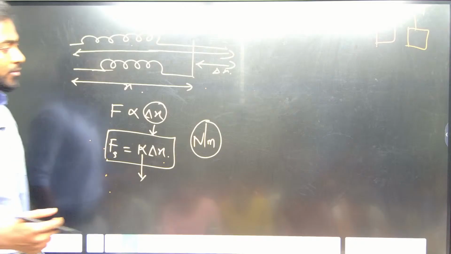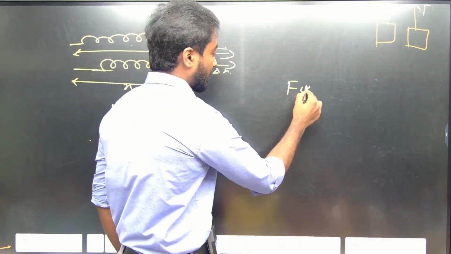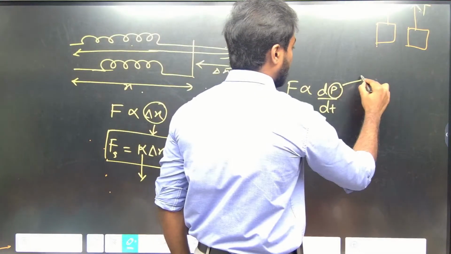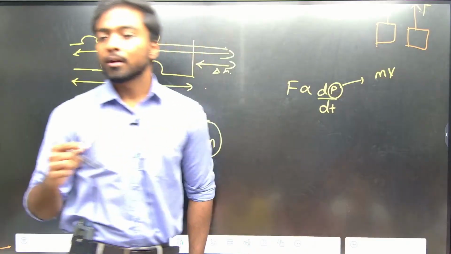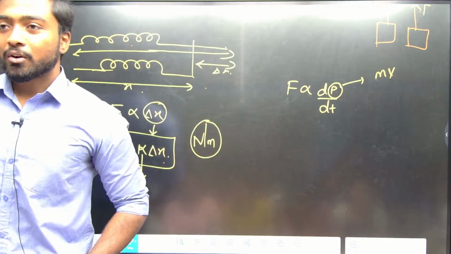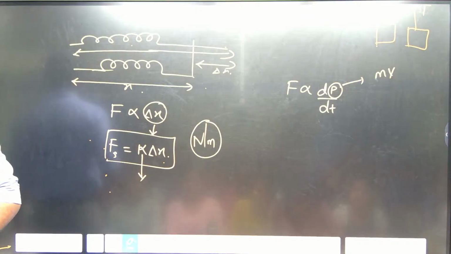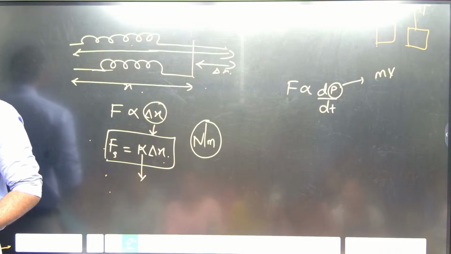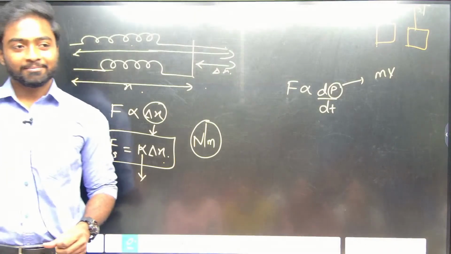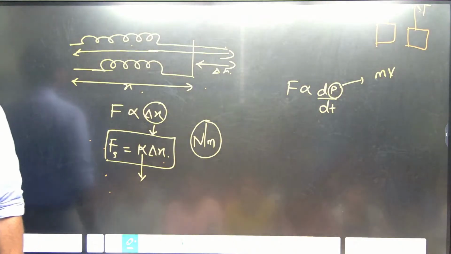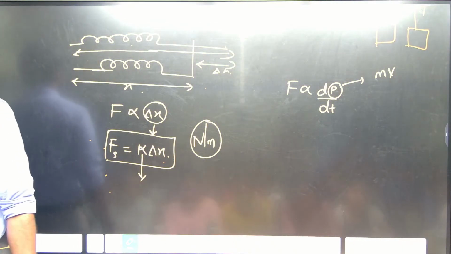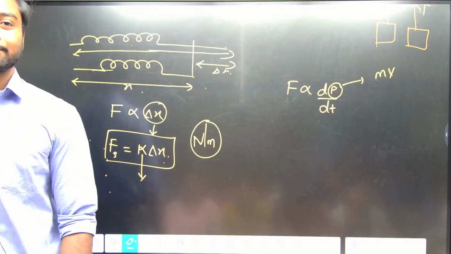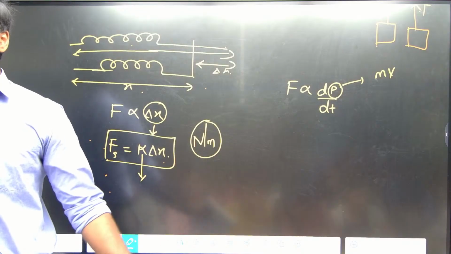Okay, listen. F is directly proportional to dp by dt. P is nothing but momentum, which is mass into velocity. Which is constant here? Mass is constant or velocity is constant? Why is mass constant? Mass doesn't change, no? If I stay here, mass will be the same for me. If I go somewhere else, mass will be the same for me, no? Yes or no? So mass remains constant.